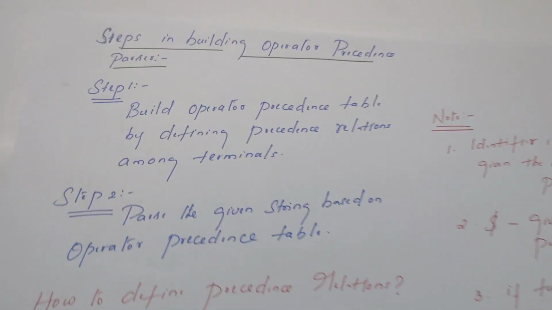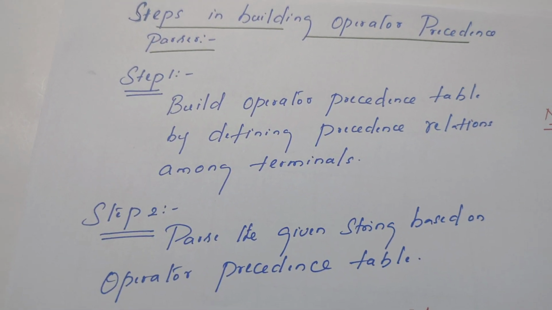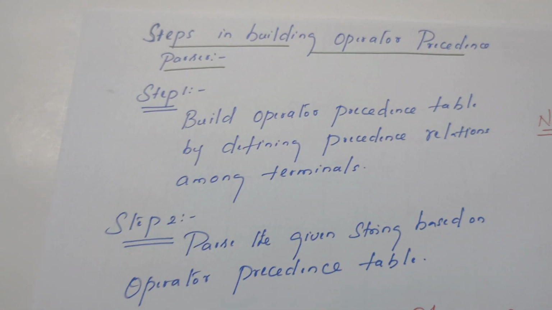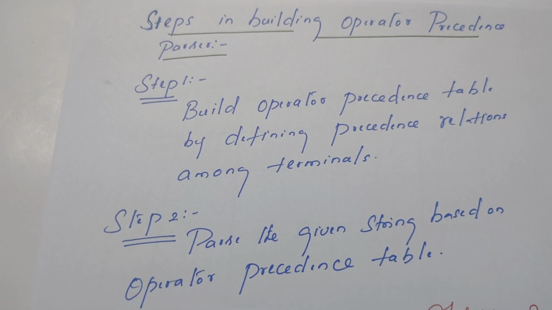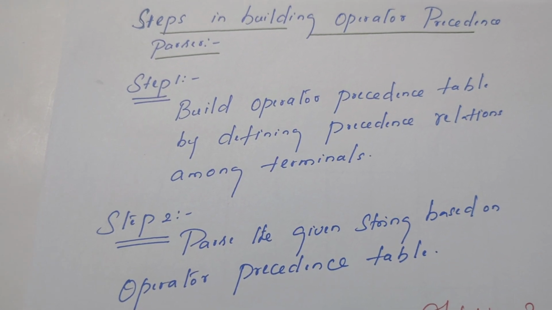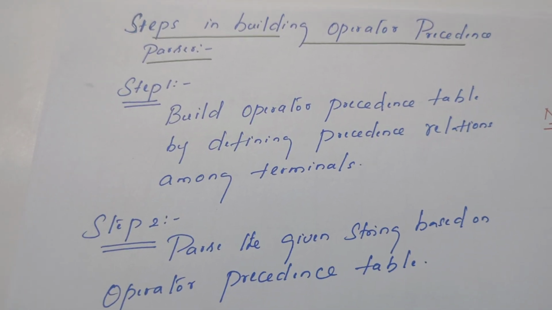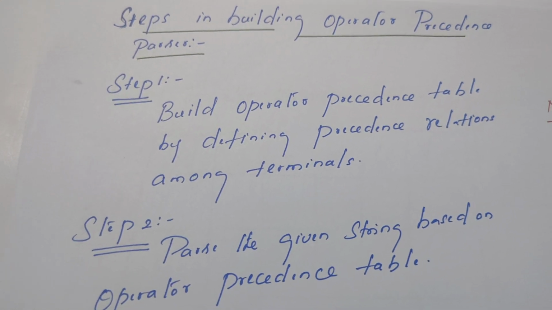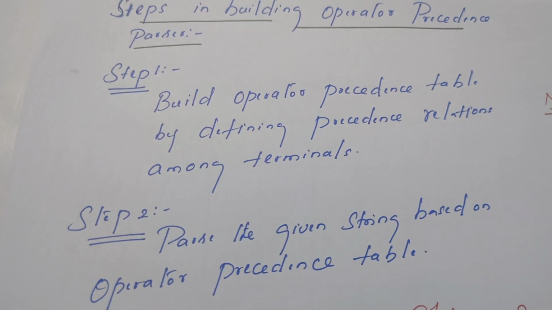This operator precedence parser, in fact, covers a small range of grammar: whichever grammar contains an operator. The operator can be anything, a relational operator, arithmetic operator or Boolean operator. Such grammar is suitable for designing this kind of operator precedence parsing. Okay. So what are the steps involved in building an operator precedence parser?